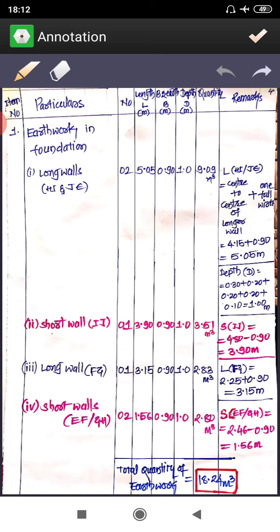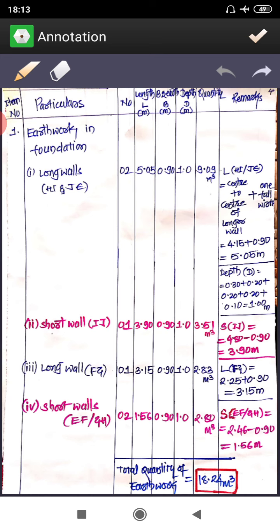Now one more short wall I am having here, EF and GH, two short walls, right? So two number of short walls. How to get the length? Usually center to center of a wall minus 1 full width. So here center to center of EF and GH is 2.46 minus 0.9, that is going to be 1.56. Now that 1.56 I'll be taking as a length. So two numbers, 1.56 is the length, width is 0.9 and the depth is 1 meter. The total quantity here is 2.80. Now you have to add all these quantities, right?